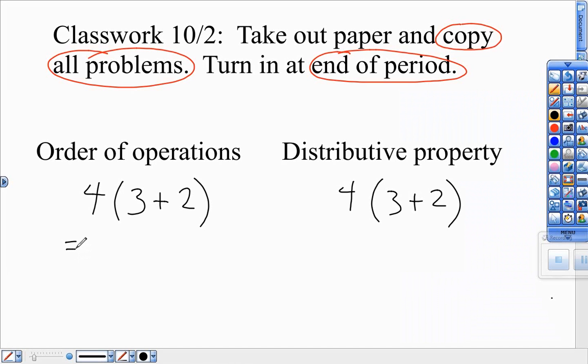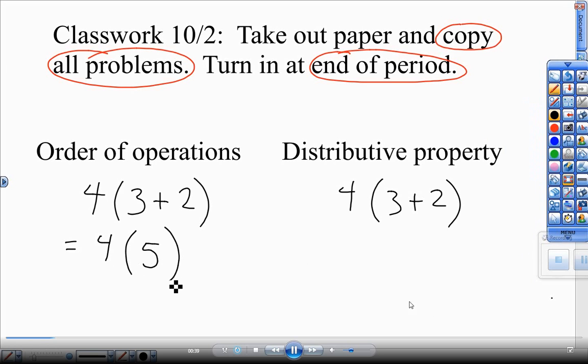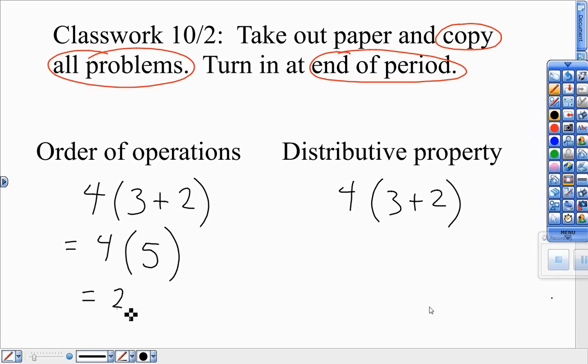Alright, so the first one, do the work inside the parentheses first. So adding that 3 and that 2 gives me 5. And then when I times that 4 times that 5 gives me 20.